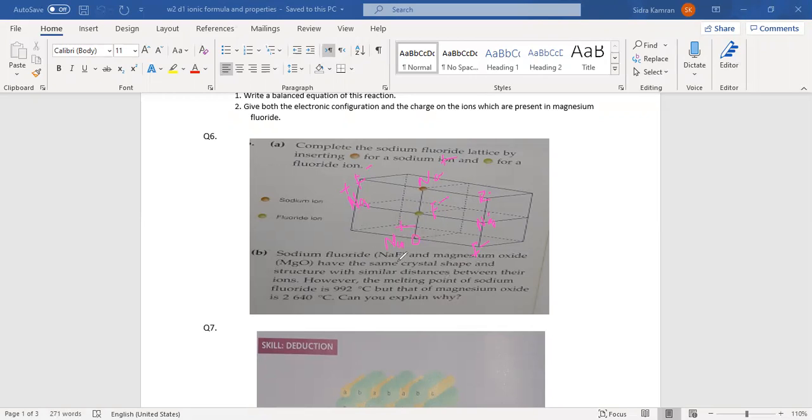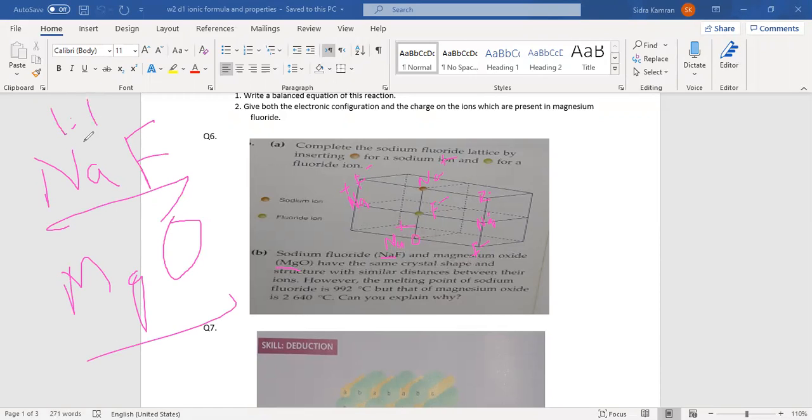Sodium fluoride and magnesium oxide have the same crystal shape. Their crystals have the same shape because they have the same atomic ratio. One atom of sodium, one atom of fluorine, one atom of magnesium, one atom of oxygen. So both have the same atomic ratio, 1:1. One atom of sodium, one atom of fluorine. One atom of magnesium, one atom of oxygen. So the ratio is 1:1. That's why they have the same crystalline shape.